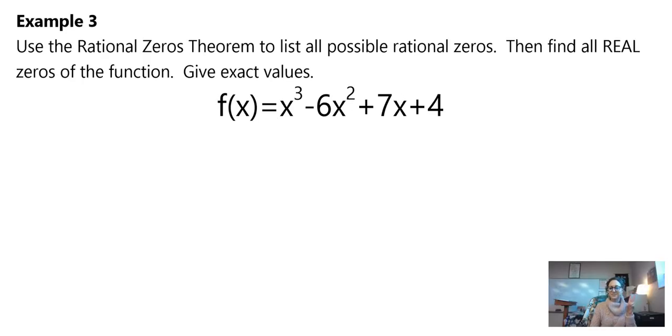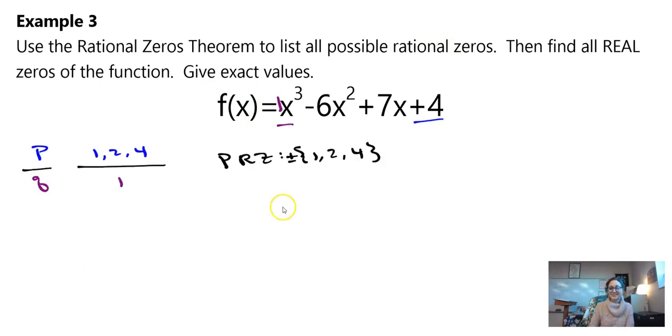Force pause on your screen. Can you do 2 things for me? Can you copy f of x, and then can you also list all the possible rational zeros? So all your p's and q's. Go ahead and hit continue when you're ready to check. All right, so my leading coefficient's 1, which is nice because my possible rational zeros just end up being all the factors of the constant term then. So we should get plus or minus 1, 2, or 4.